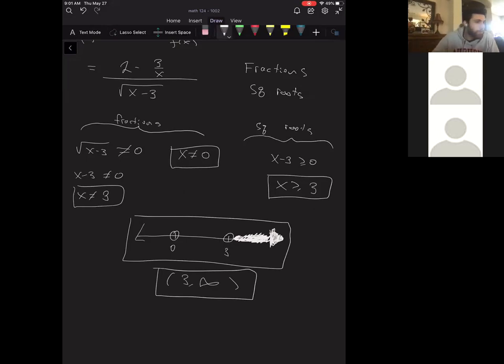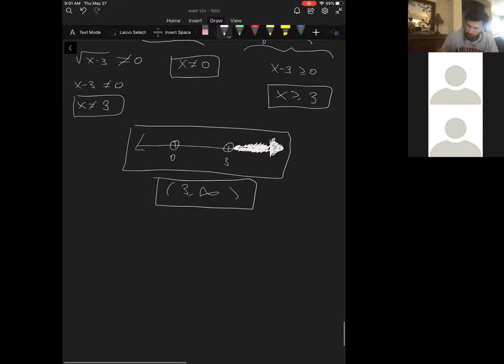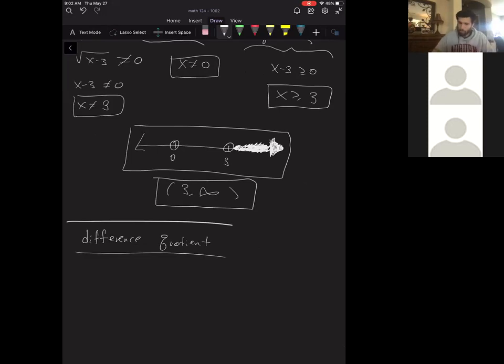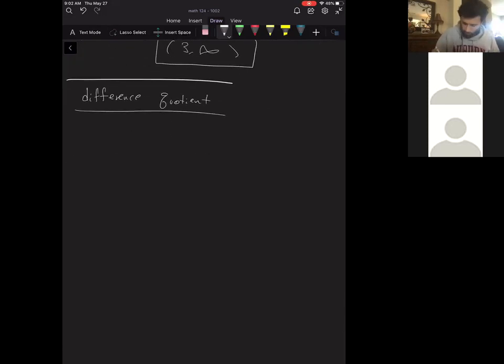Okay, I think there's one more question we need to do. Difference quotient. So the difference quotient is this. So this is the difference quotient. So we're given a function f of x, and we just have to fill in these spots. So let's do an example.